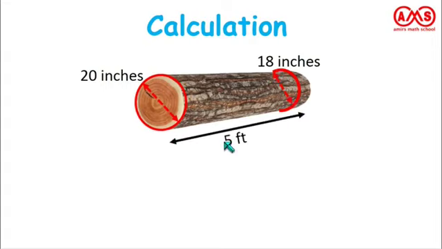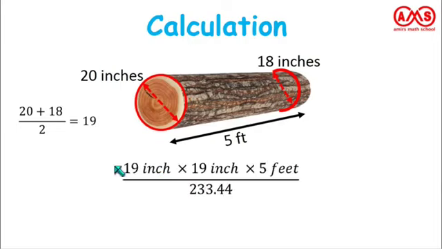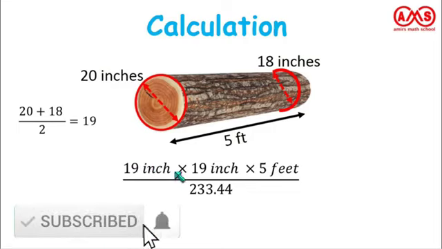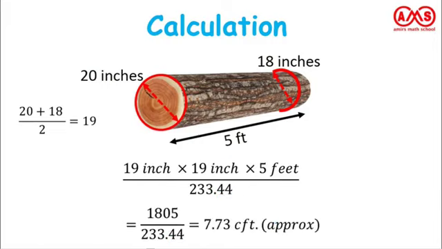The length of this log is 5 feet. So the average of these two diameters, which is 20 plus 18 divided by 2, is 19. Now the formula: the average diameter is here, and the average diameter is here also, and the length is here. That is 19 inch times 19 inch times 5 feet divided by 233.44. After calculation, we get 1805 divided by 233.44, which is approximately 7.73 cubic feet.